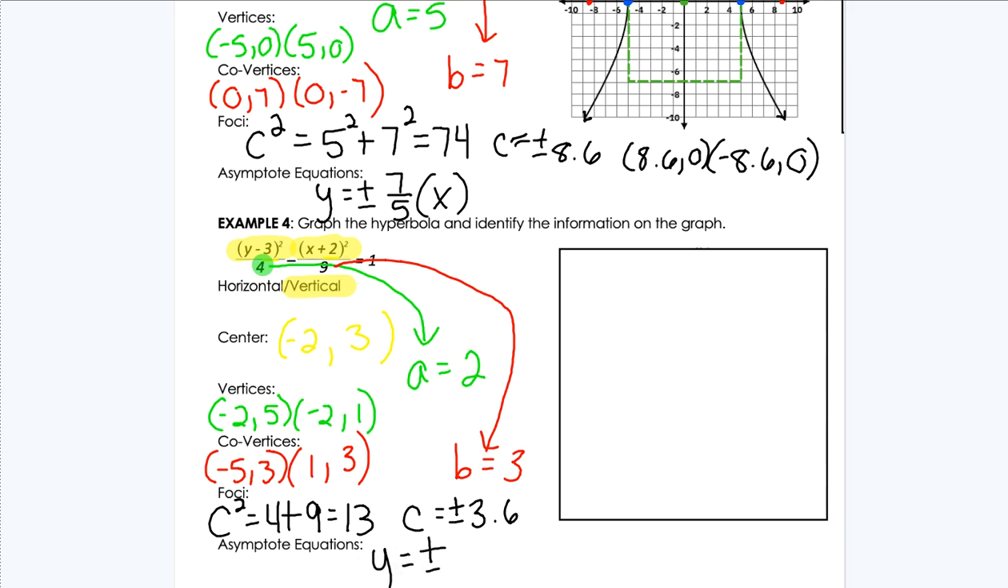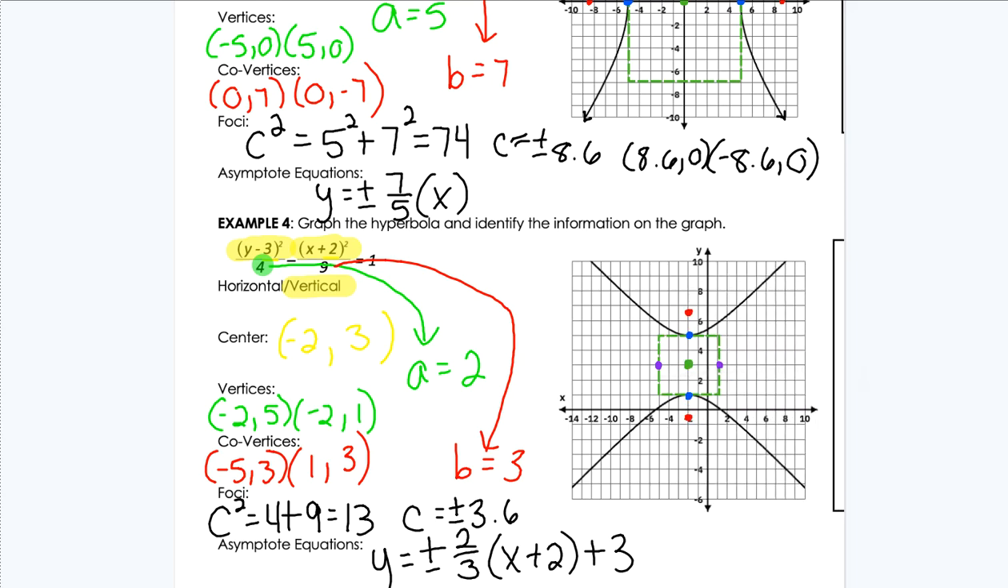All right, lastly, we're going to do our asymptote equation. Our asymptote in this equation is y equals plus or minus, and since this is vertical, it's a over b times the quantity x minus h, which is again our center, so that would be minus a negative 2, so I'm going to write it as plus 2, and then plus the k value, which is 3. So knowing all of that, I can put together my whole picture here with my center at negative 2, 3, my vertices, my co-vertices, and my foci.